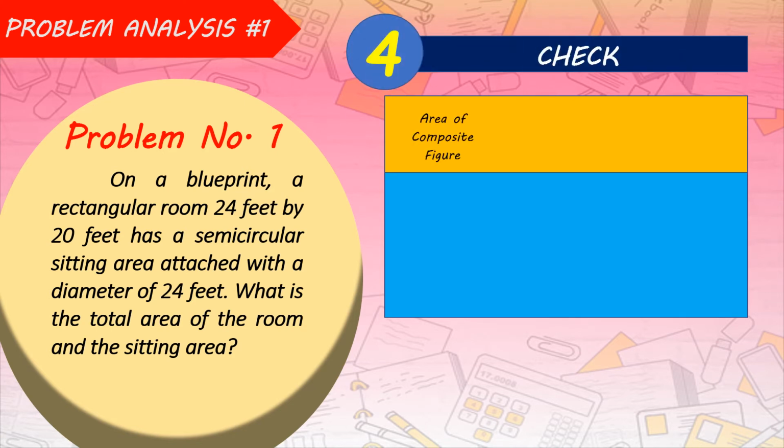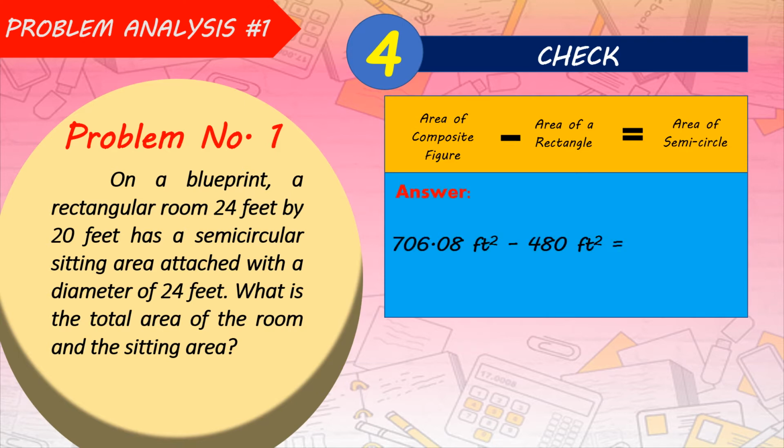So to check, we're just going to subtract the area of the rectangle from the area of the composite figure. If we get the area of the semicircle, then our answer is correct. So we have 706.08 square feet minus 480 square feet, which is the area of the rectangle. What do you think is the answer? Very good. We have 226.08 square feet, which means the area of the semicircle. Therefore, our answer is correct.